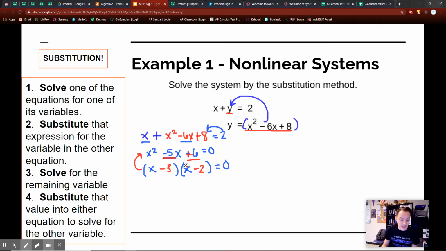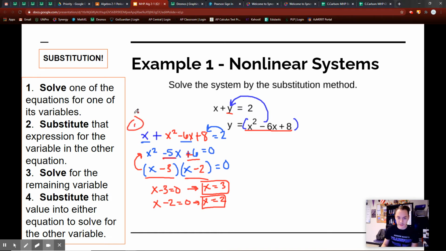So now what does this mean for us? This literally means I take each one of these and set them equal to 0. That's called the zero product property, which means x equals 3 and then x equals 2. So I have 2 x's. Now, are those my answers? No, those are half your answers.